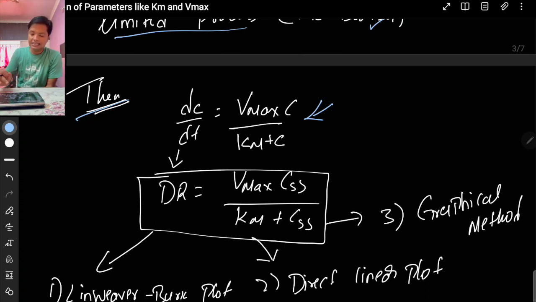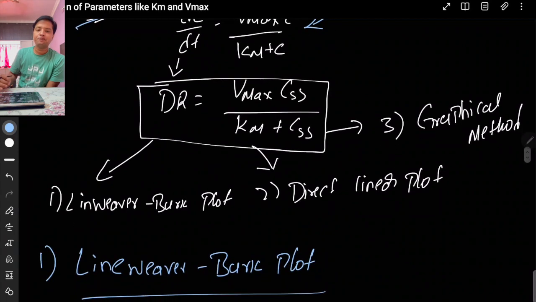The only thing you have to substitute here is, instead of C, you take CSS, because we are measuring the values of Km and Vmax in steady state, hence we should represent it as CSS. Okay. Now, from this equation we can determine the Km and Vmax values by three methods.